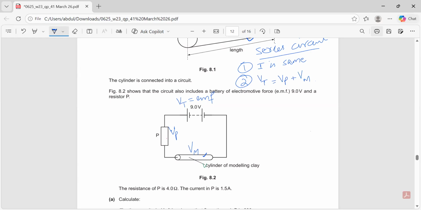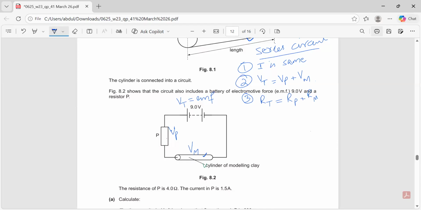And the third point, there are many more, but I'm writing just the most important ones. The third point is that total resistance R total will be equal to RP plus RM in this scenario.